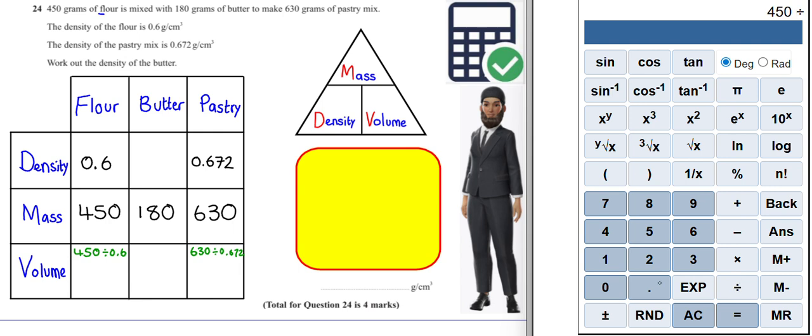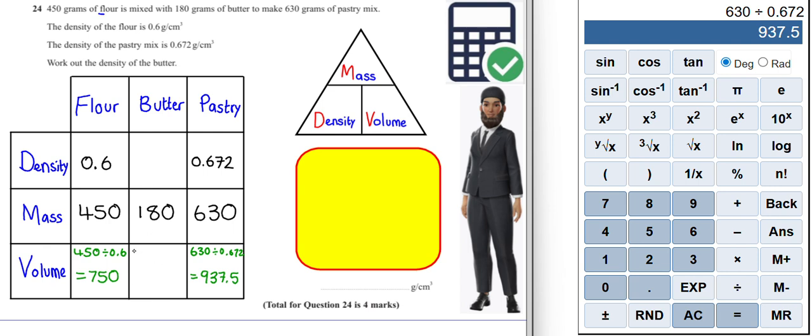So you get 450 divided by 0.6, and you get 750, which gives you 750 centimeters cubed. And this one over here, let's press the AC button, 630 divided by 0.672, and the answer works out to be 937.5 centimeters cubed.